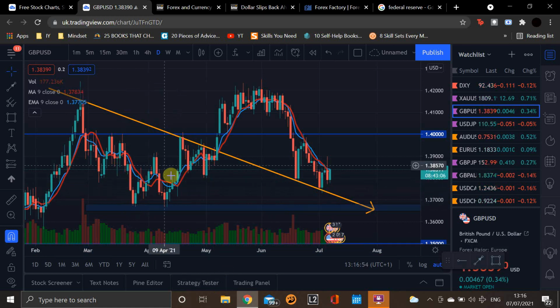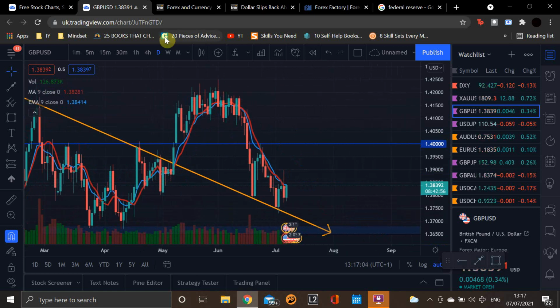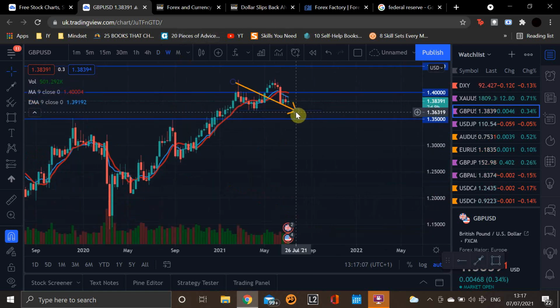One touch, two touch, breakout. Went straight shot all the way down to this trend line, so it's definitely reacting to this trend line 110%. You can easily see it. Easily see it's reacting to that trend line.